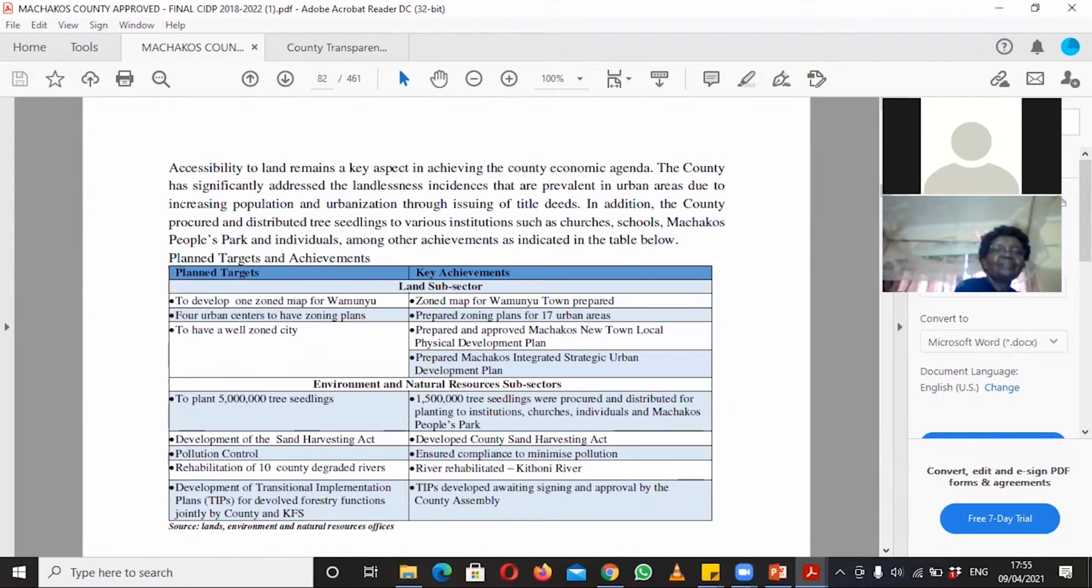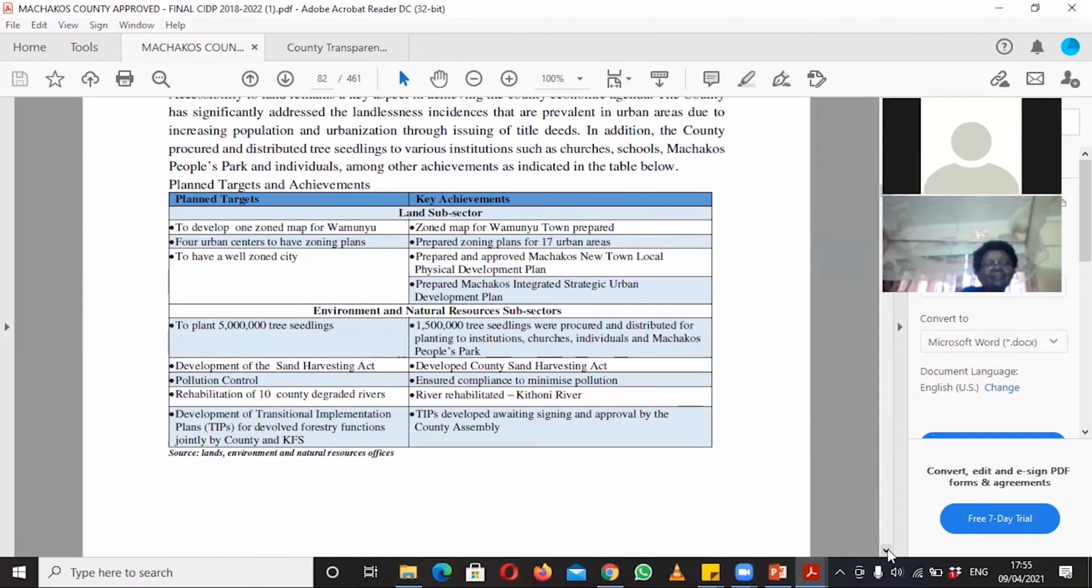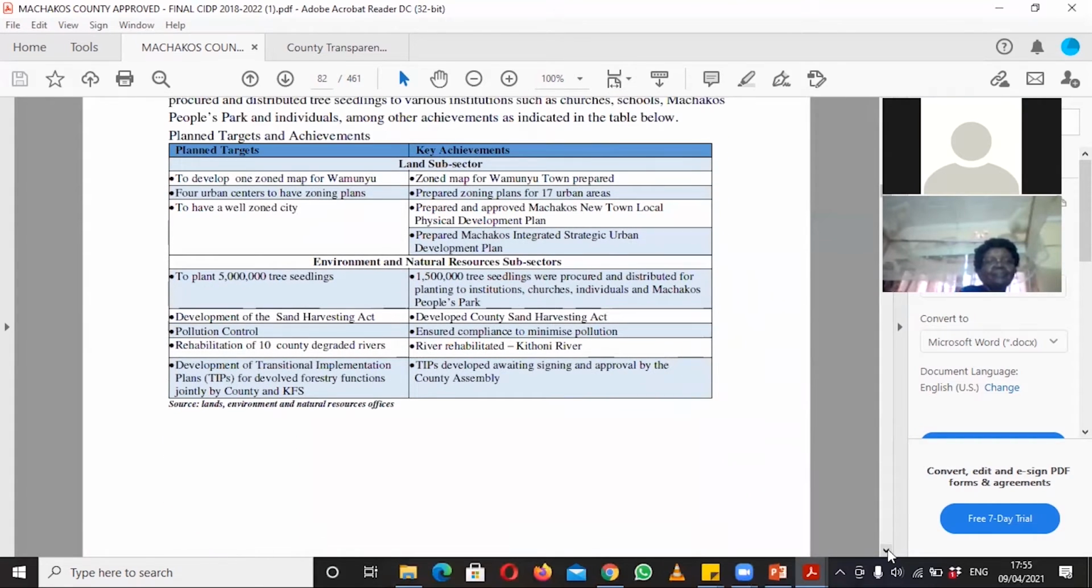Before I go there, you can see here that they had stated that they are going to upgrade the running surface at Kenyatta Stadium, and they said they installed an artificial running track at the Kenyatta Stadium. And they hosted the Athletics Kenya Commonwealth Trials at the Kenyatta Stadium in December 2013. So you can see at least the county government has done something.